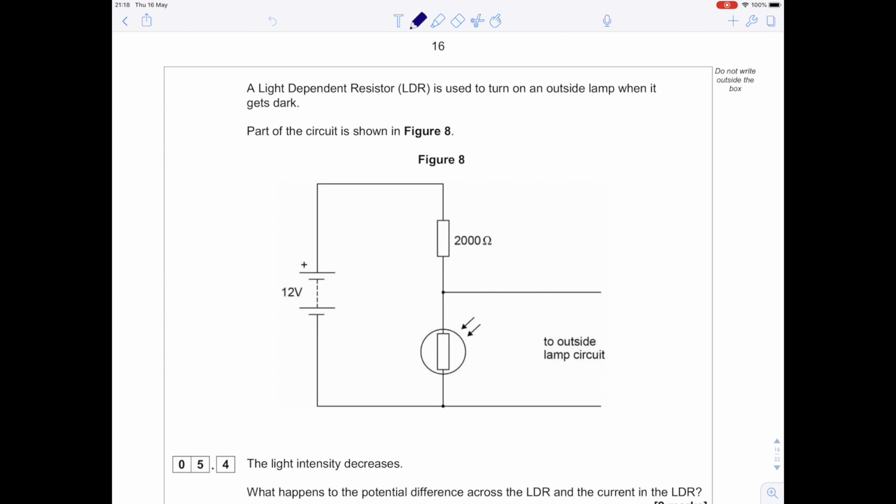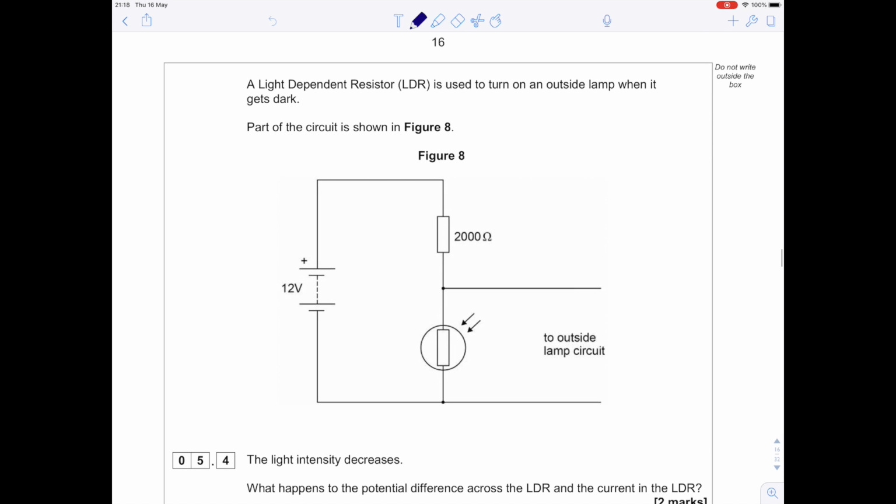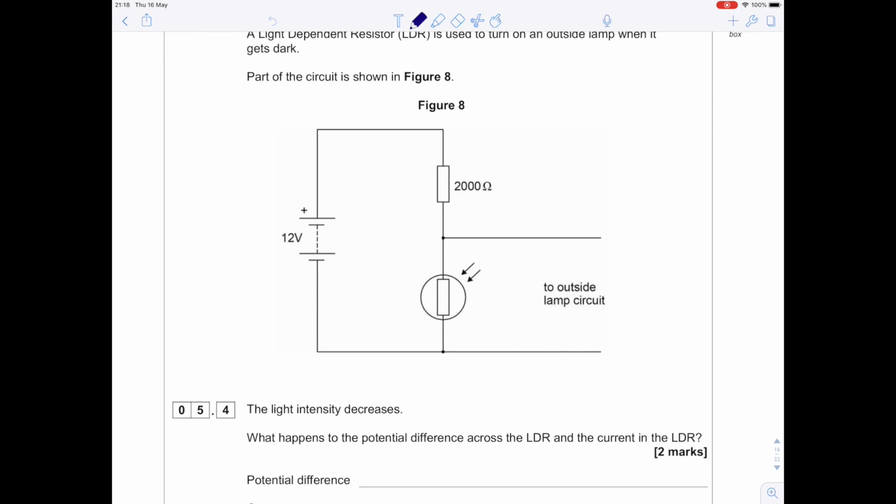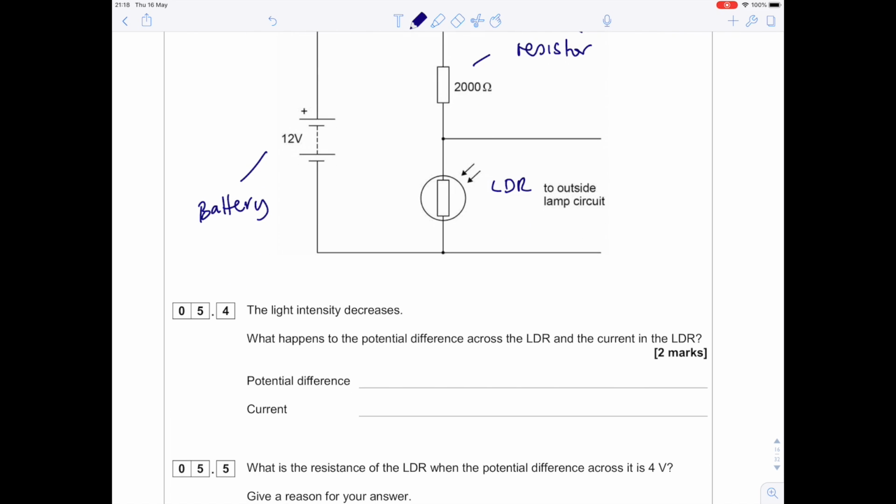A light-dependent resistor, LDR, is used to turn on an outside lamp when it gets dark. Part of the circuit is shown in figure 8. Okay, so here's our battery again. Here's a regular resistor. And here's your LDR. The light intensity decreases. Okay, just remember for me that when light intensity decreases, the LDR's resistance increases.